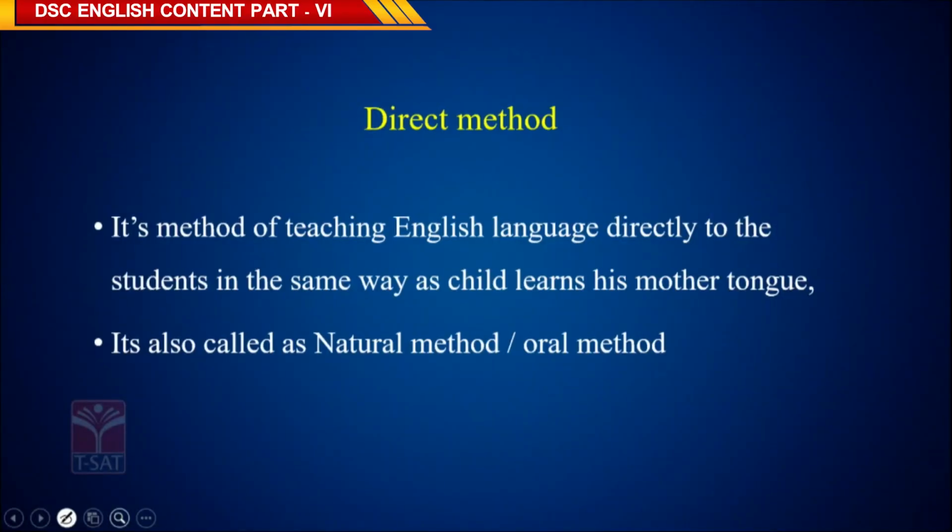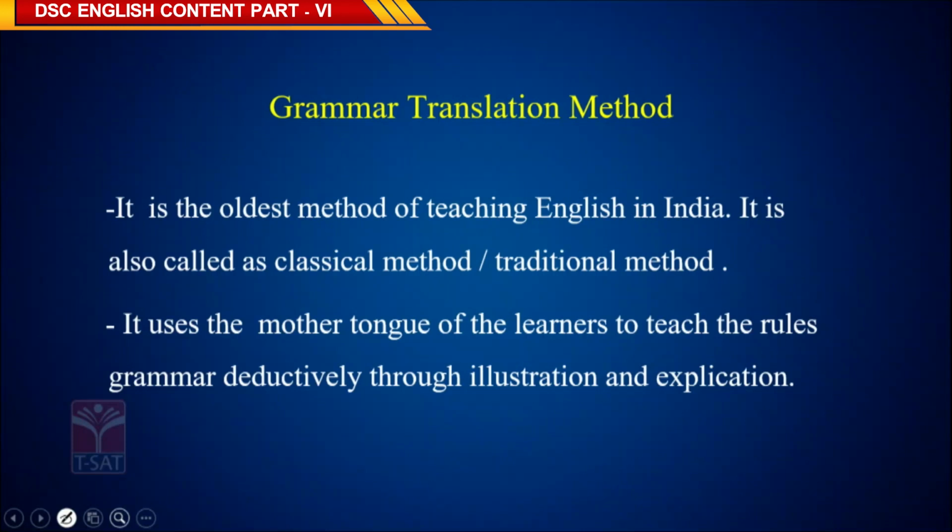Then the second method is called the direct method. It is a method of teaching the English language directly to the students in the same way as a child learns his mother tongue. Unlike the grammar translation method, here the student is made to learn the language as he learns his own mother tongue.